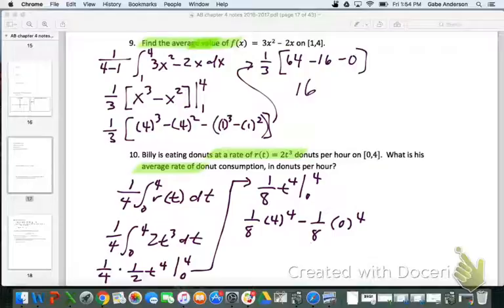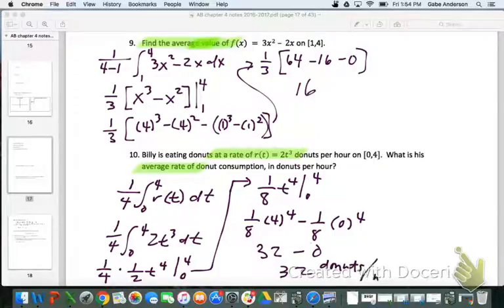32. I think it ends up being 32, doesn't it, right? Because 4 to the fourth is 256. So divided by 8 should be 32 minus 0. That's just 32. What would be the units on 32? Donuts per hour. Donuts per hour is correct.